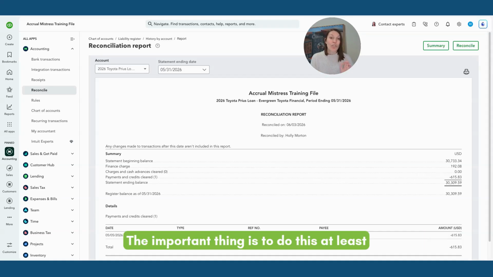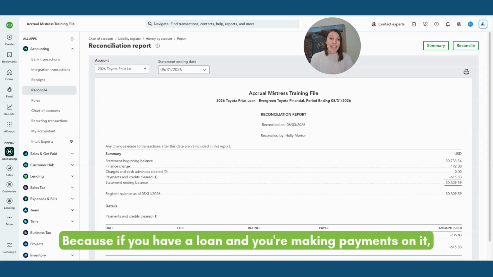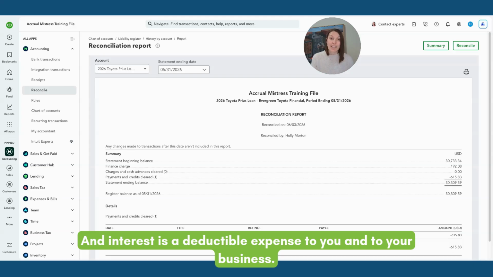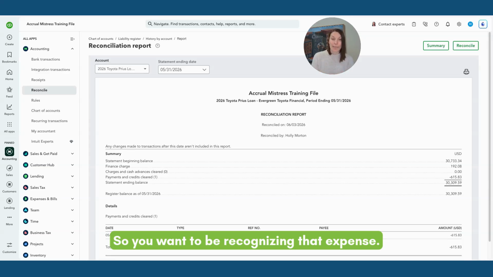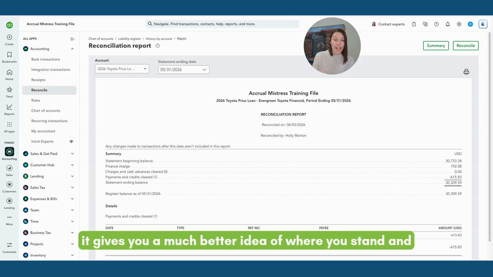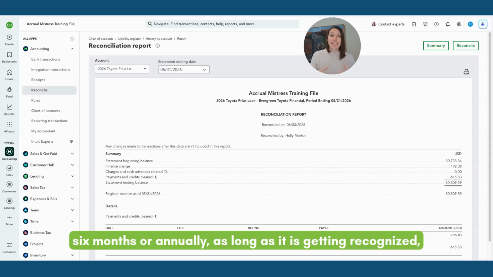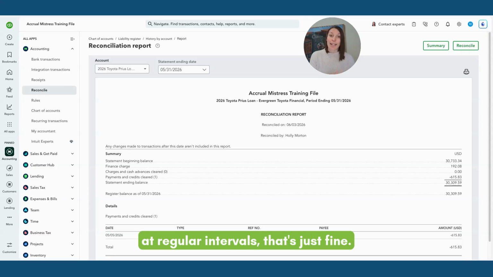The important thing is to do this at least, at the very minimum, once per year, because if you have a loan and you're making payments on it, you are almost certainly paying interest. And interest is a deductible expense to you and to your business. So you want to be recognizing that expense. If you can recognize it every month, it gives you a much better idea of where you stand and what your actual cash flow is in your business. But if you're only doing it quarterly or every 6 months or annually, as long as it is getting recognized at regular intervals, that's just fine.